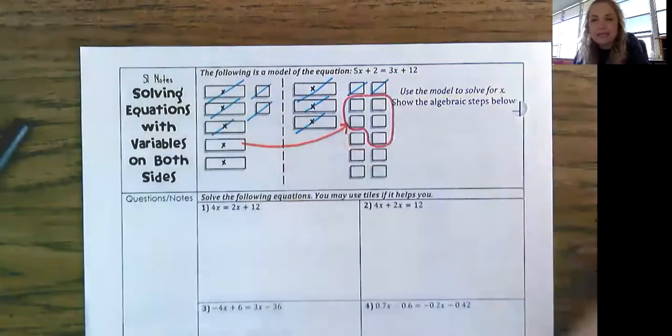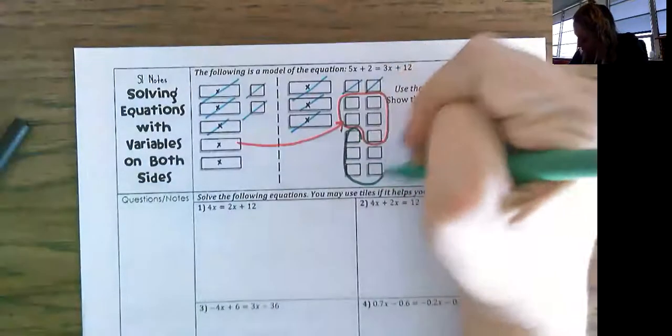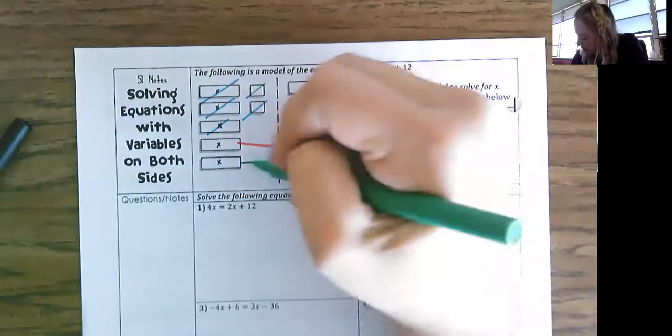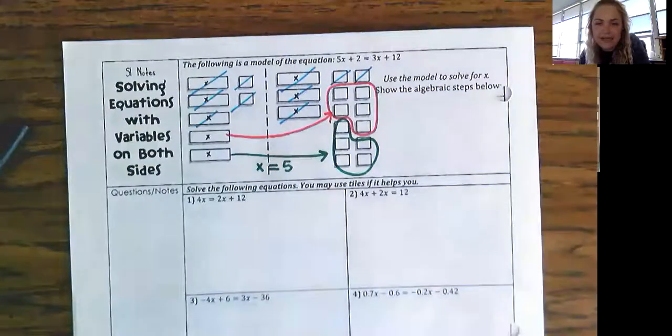The first x can match up with those 5. The second x, I'm going to have it match up with the other 5. So every x matches up to 5. So I got x equals 5.